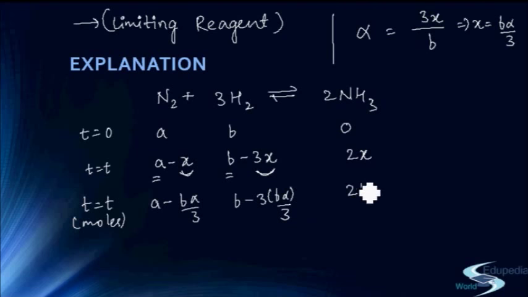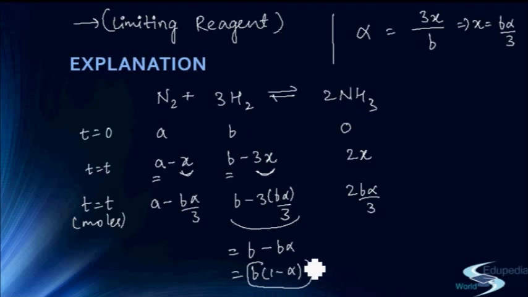And the amount of ammonia formed is 2 into x, which is this. So once again, if you look at the amount of hydrogen, it is B minus B alpha, which is simply equal to B into 1 minus alpha. So for whichever particular constituent you are defining alpha with, since we have defined alpha here with respect to hydrogen, its moles can always be written as B into 1 minus alpha. That is, initial moles of hydrogen into 1 minus alpha.